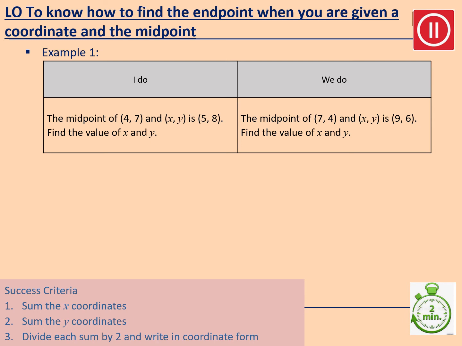We've got a line segment. We know what one of the endpoints is. We know what the midpoint is, but we're missing the second endpoint. So we've got a midpoint of the coordinate 4, 7, and we also have an endpoint of 5, 8. But we need to find the other endpoint, the value of x and y.